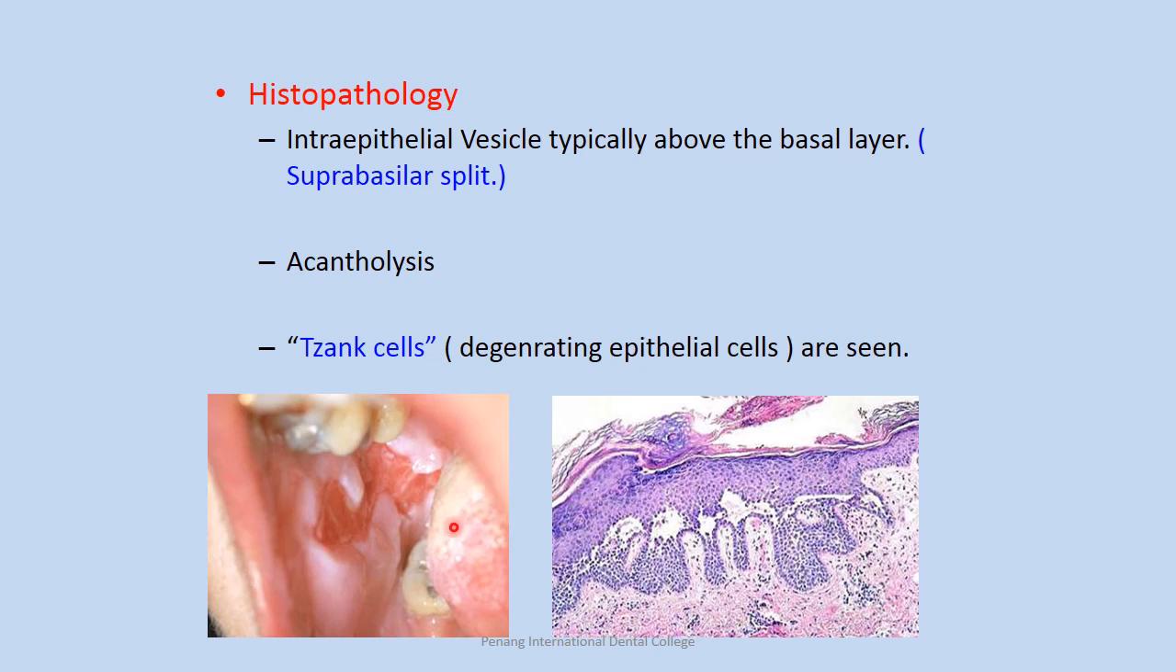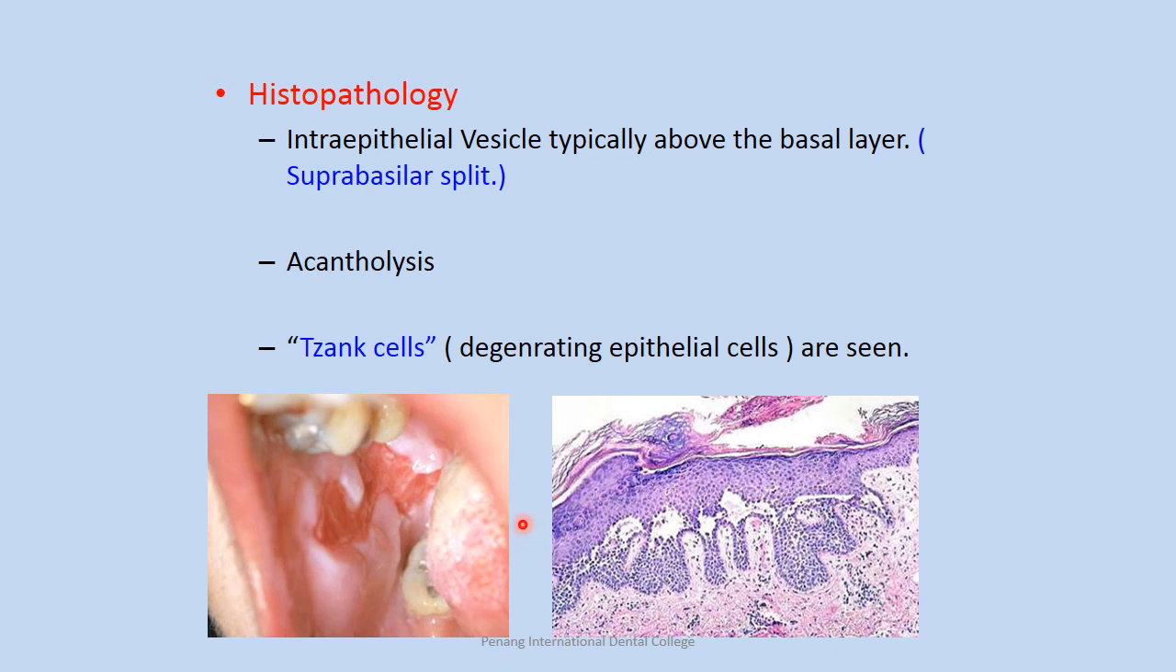It looks like this. Clearly, what you can see is something that is called intraepithelial vesicle formation. That is, there is a split above the basal cells. So this is the basal cells. You see in this white area, this is the split. It's called the suprabasal split. Okay. And then we see acanthosis, that is increase in prickle cell layer.